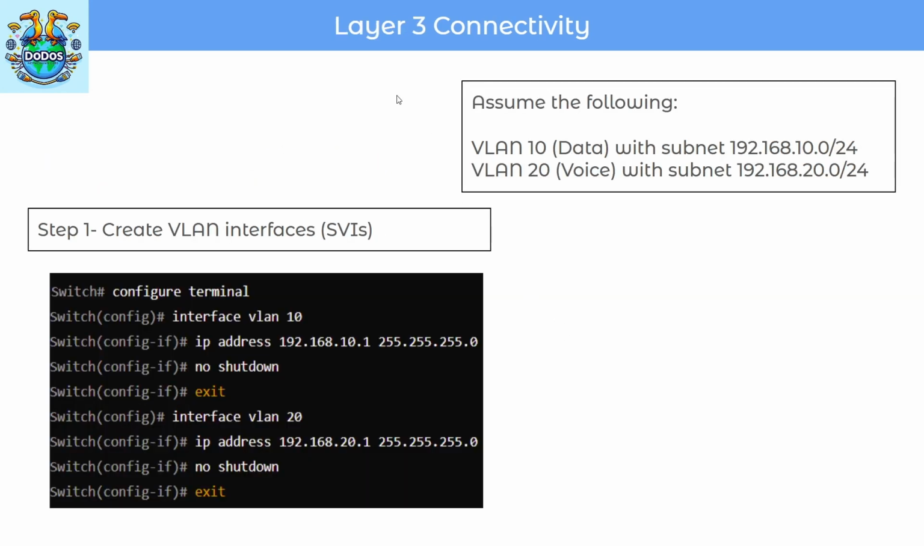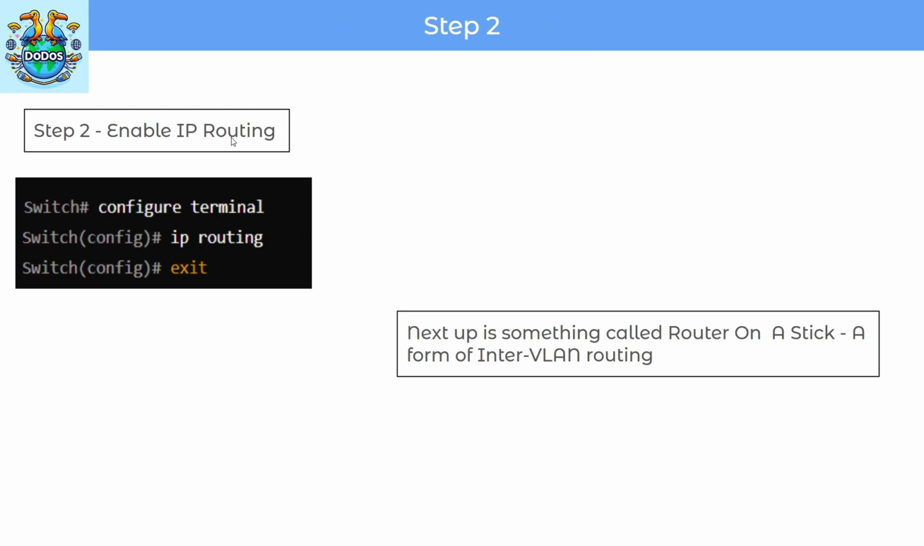So let's start with layer 3 switch connectivity. So let's assume the following. We create the VLAN interfaces, which are also called SVIs. So you do interface VLAN 10, throw an IP address on the VLAN, and then no shut. Same thing again. Second, you enable IP routing. For layer 3 switches, this is the key. You have to enable IP routing. This will allow it to route the IP addresses.